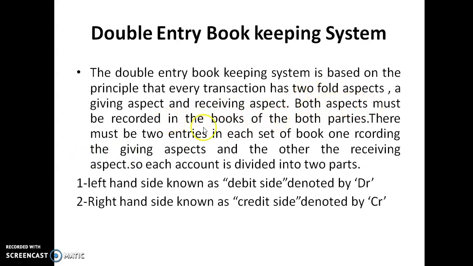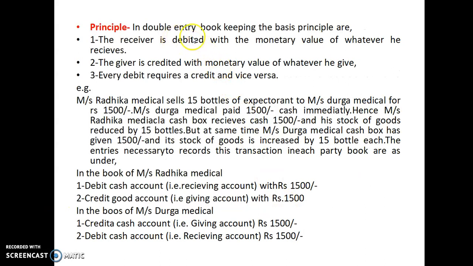Both the aspects must be recorded in the books of both the parties. There must be two entries in each set of books, one recording the giving aspect and the other recording the receiving aspect. So each account is divided into two parts. The left hand side is known as the debit side, denoted by DR, and the right hand side is known as the credit side, denoted by CR. Principle in double entry bookkeeping.